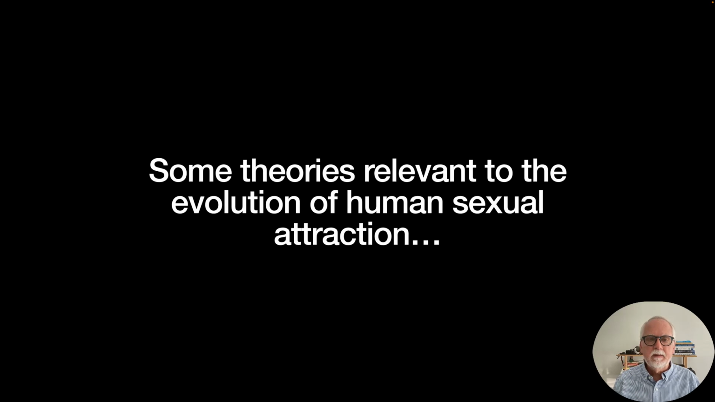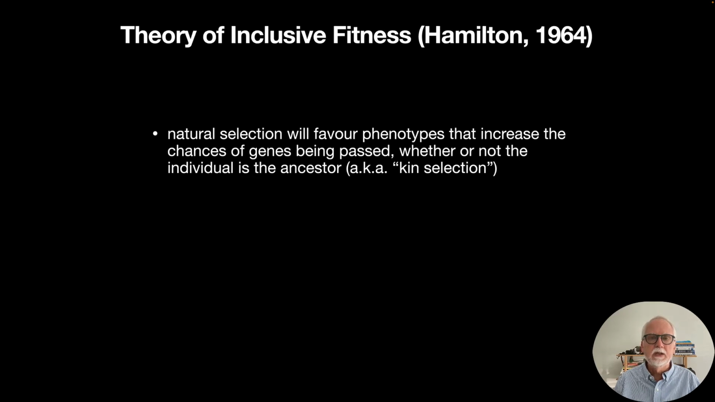All right, so let's talk about some theories relevant to the evolution of human sexual behavior. These all come from evolutionary biology. One of these would be the theory of inclusive fitness. This is talked about a bit in Sapolsky's book in the evolution chapter. It was proposed by Hamilton in 1964. It's also known as kin selection.